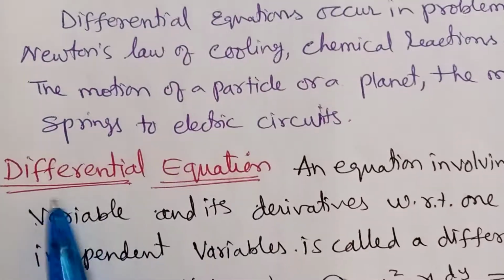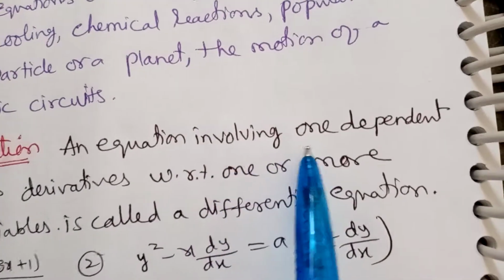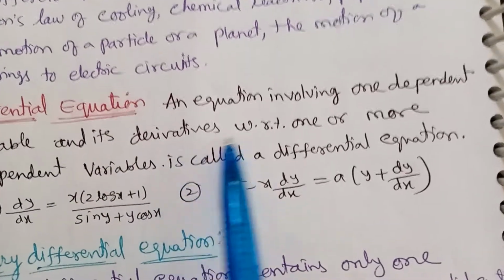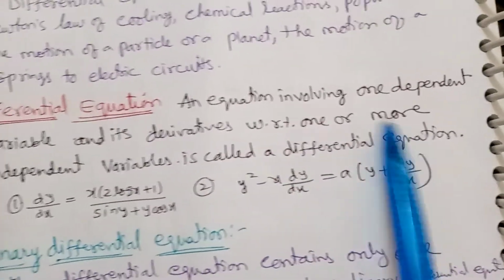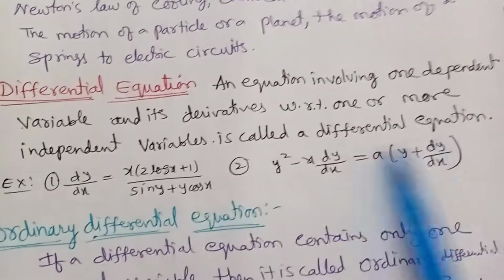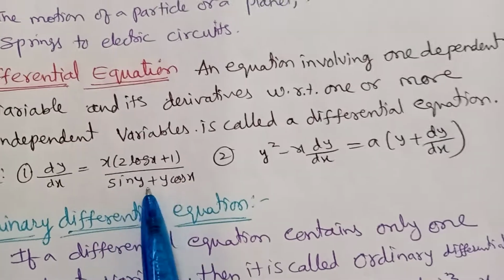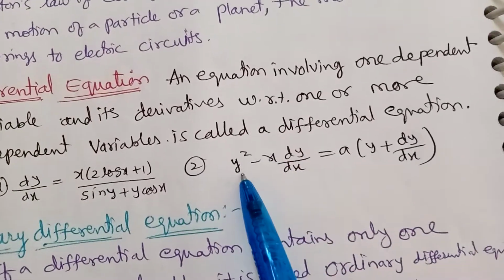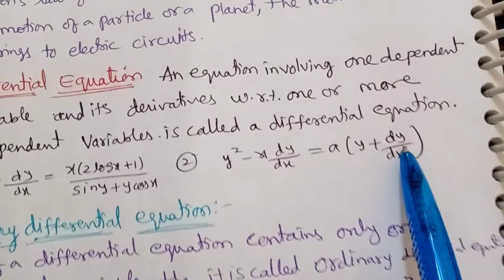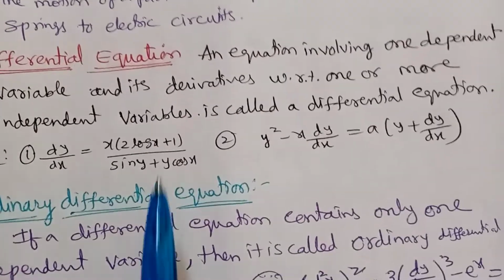Now what is a differential equation? An equation involving one or more dependent variables and their derivatives with respect to one or more independent variables is called a differential equation. For example, dy by dx is equal to x into 2 log x plus 1 by sin y plus y cos x. Second example, y square minus x dy by dx is equal to a bracket of y plus dy by dx.